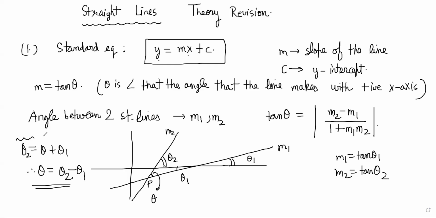How did I get this result? I got it by looking at the triangle here and saying that theta 2 is the exterior angle and it will be equal to the sum of the two interior opposite angles. So this is coming, and now you take tan on both sides, you get tan theta is equal to tan of theta 2 minus theta 1. And expanding according to the trigonometric formula, this is equal to tan theta 2 minus tan theta 1 by 1 plus tan theta 2 into tan theta 1, which will give you this formula, right? So that is the angle between two straight lines.